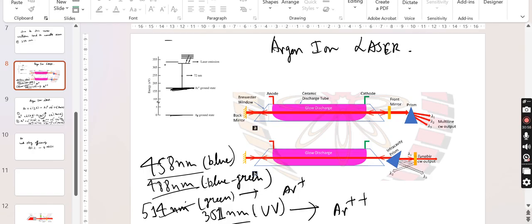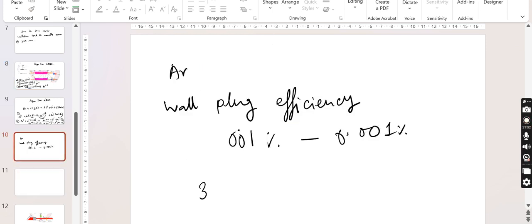That is how the argon laser basically operates. And the argon ion laser can operate at 3 watt to 5 watt, so its wall plug efficiency is 0.01%. So you can imagine how much power it needs to generate 3 watt.